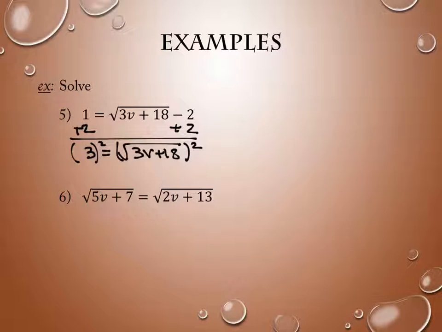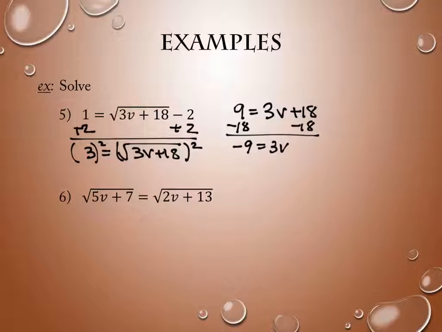Squaring, right? So what is the left-hand side squared? 9. And what am I going to have on the right-hand side? 3v plus 18. What would I do next? Subtract my 18. So that's negative 9. And then divide by 3. What v value do I get? Negative 3.